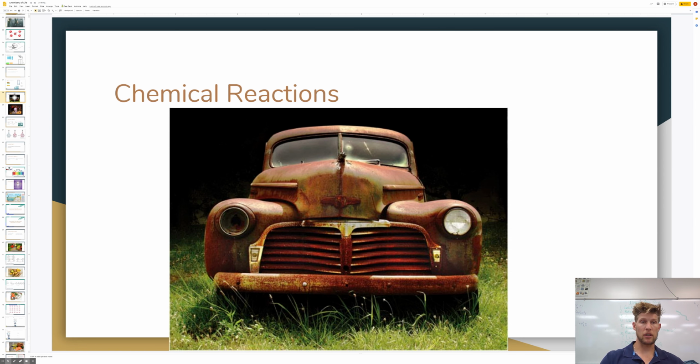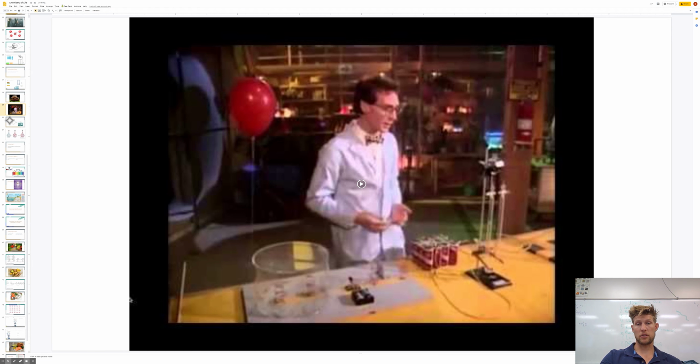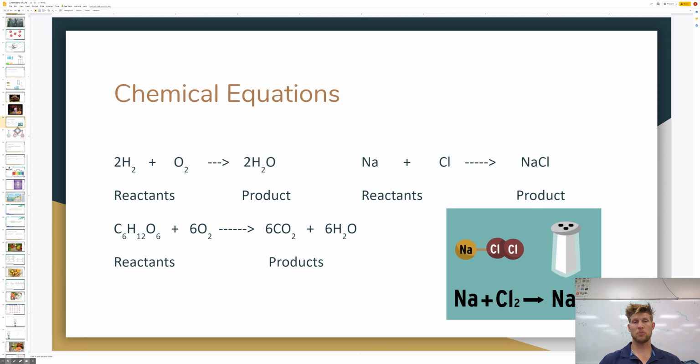All right, now we got to talk a little bit about chemical reactions, like this truck. This truck is really rusty. It's actually formed iron oxide, which takes a while to do. Oxygen is combining with the iron and giving it this red hue. That's actually why rocks are red too. They get a little iron oxide in there. Okay. I usually show you this video with Bill Nye and talk about the different chemical reactions, but I don't want to. You guys can watch that on your own.